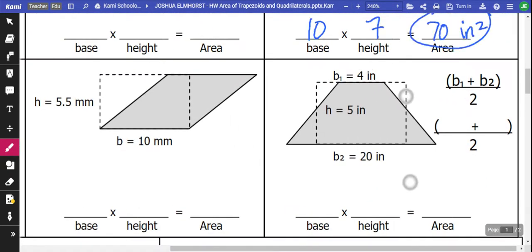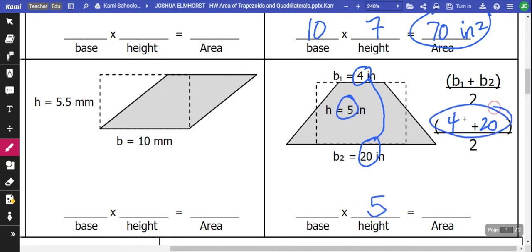So third example here, base 1 plus base 2 times the height. So we're going to put the height down here, add these up. 4 plus 20 is 24. 24 divided by 2 is 12. So once you average out the two bases, the short base and the long base, we end up with 12. 12 times 5, 60 inches squared.